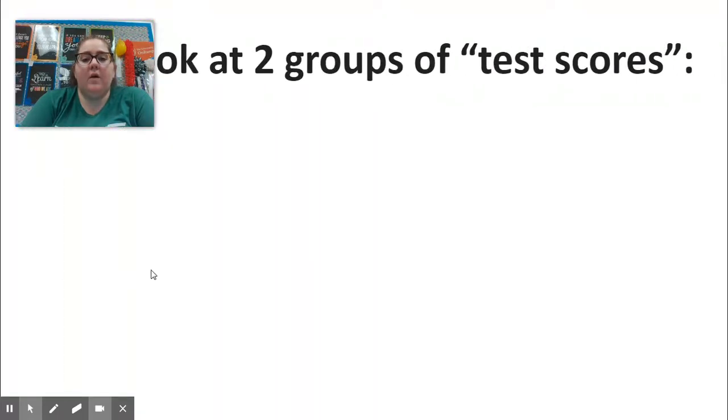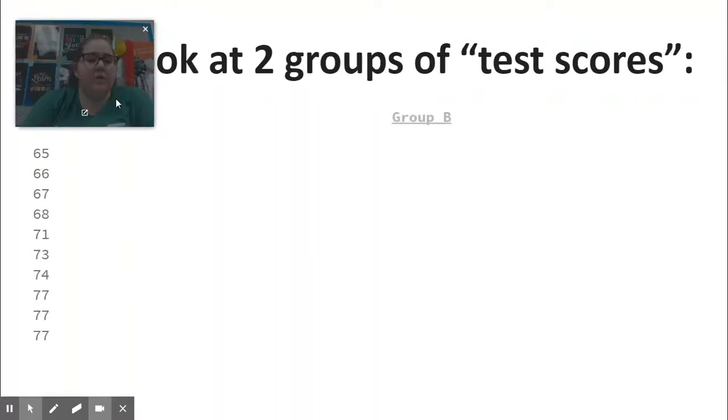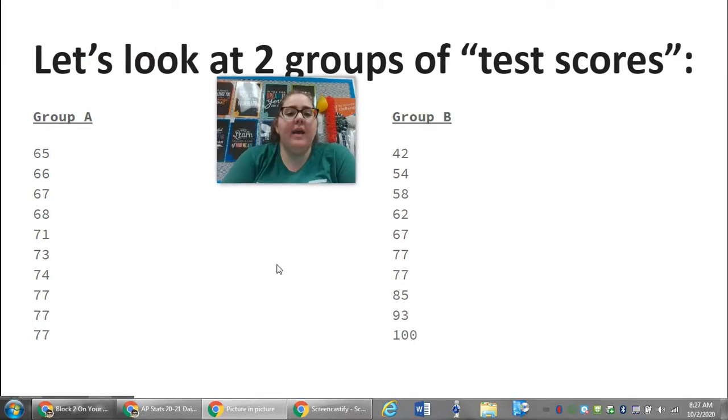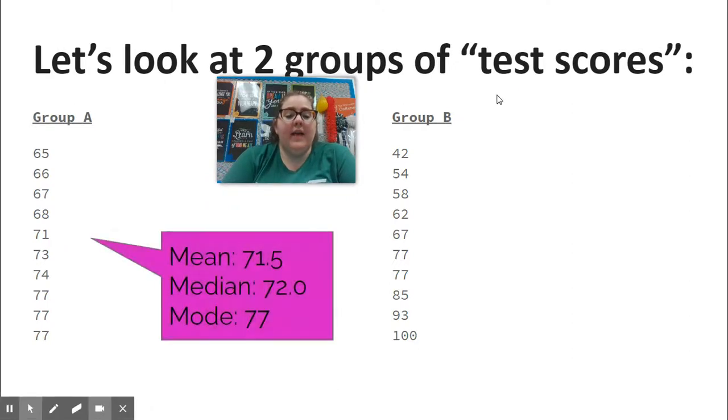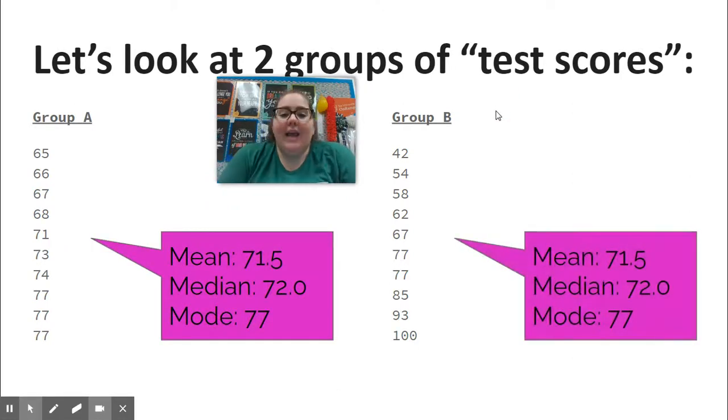Okay, so let's look at 2 groups of fake test scores. Here's group A and here's group B. If I'm looking at those numbers, you can see that they do look pretty different if I'm just looking at the values. However, if I were to just tell you the measures of center, they actually have the exact same mean, median, and mode.